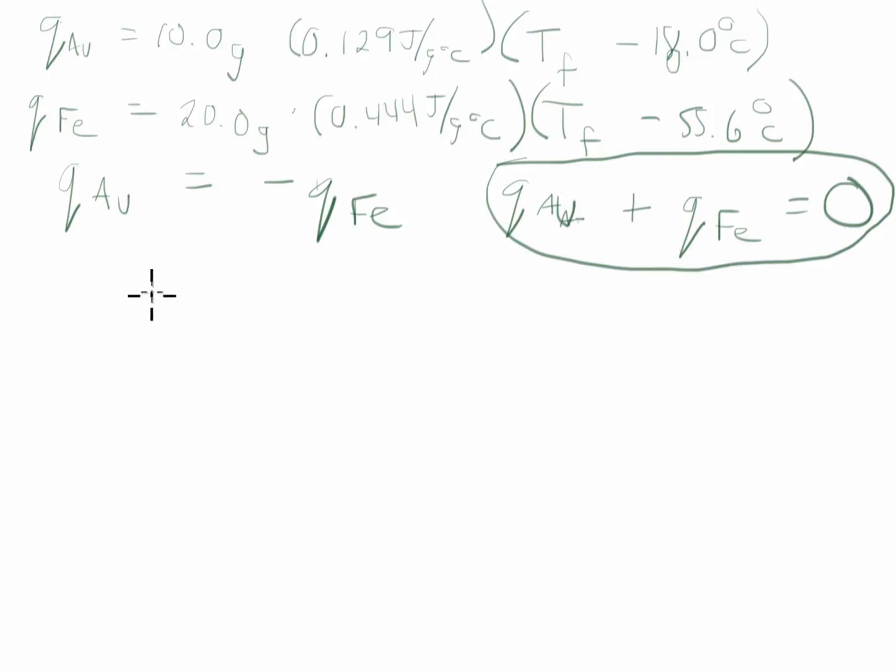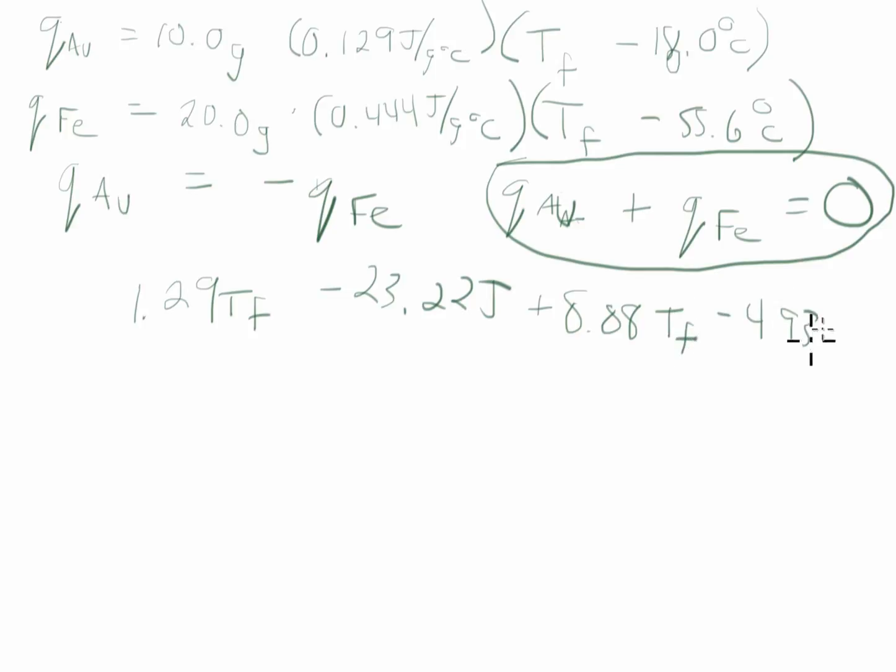If we go ahead and multiply this out, what we get is 1.29 times the final temperature minus 23.22 joules plus 8.88 times the final temperature minus 493.7 joules, all equal to 0.